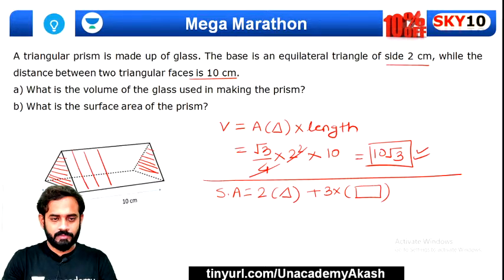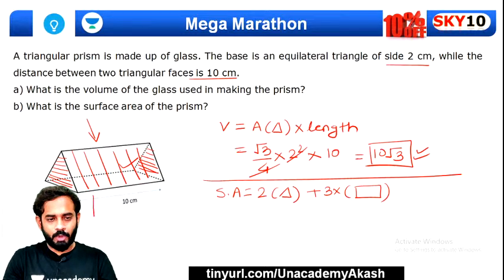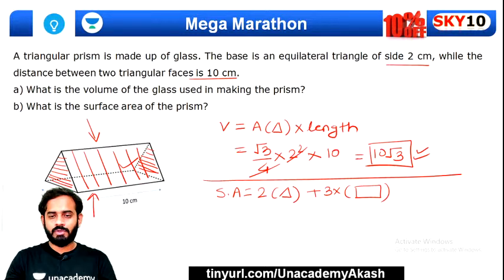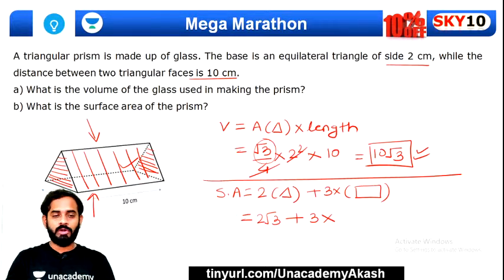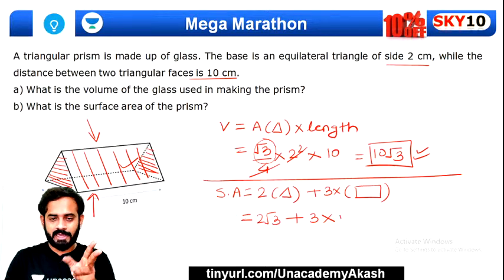This is a rectangle. And how many such rectangles are there? This is one. At the back there is one, and at the bottom there is another. So 3 multiplied by area of rectangle. We already know that root 3 was the area of this triangle. So root 3 multiplied by 2, it will be 2 root 3, plus 3 multiplied by area of rectangle. The length of rectangle is 10 and width is 2.